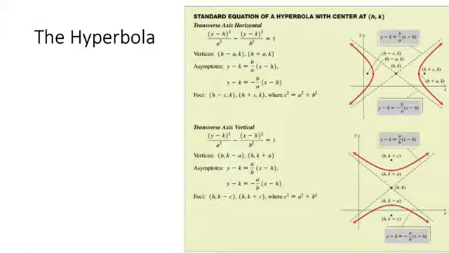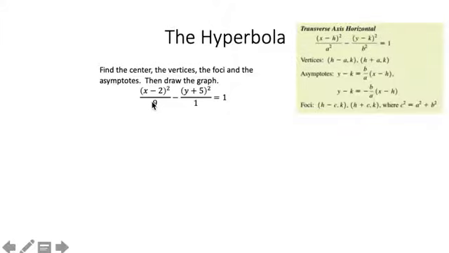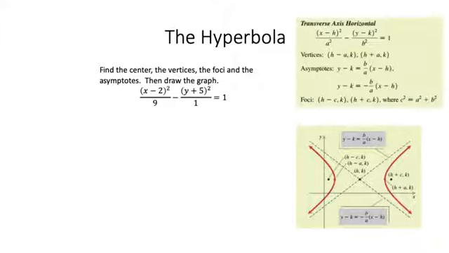So we're going to look at this example. We want to find the center, the vertices, the foci, and the asymptotes and draw the graph. First of all, does this open left and right or up and down? Since x is written first, it opens left and right. So we're going to use this set of definitions because the transverse axis is the horizontal axis. Don't forget, this is what it's going to look like. It opens left and right.